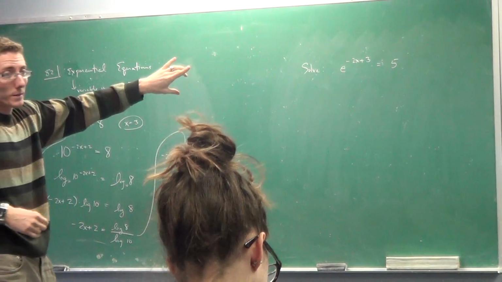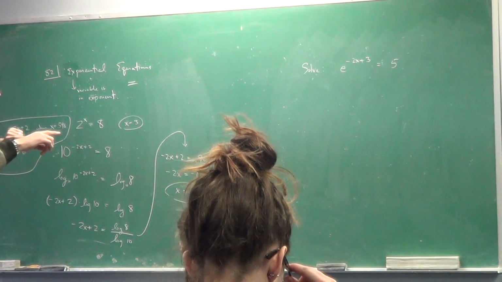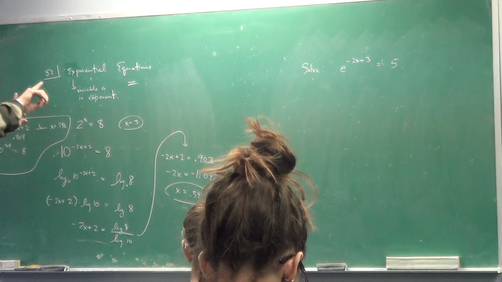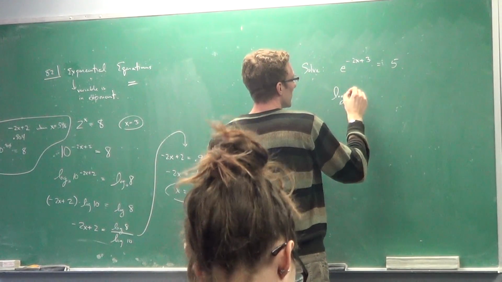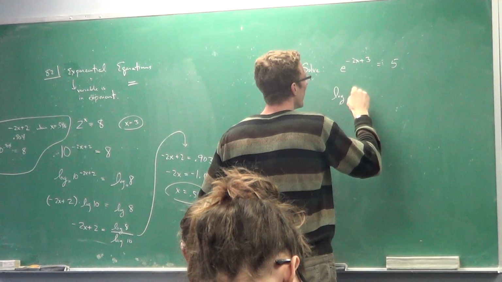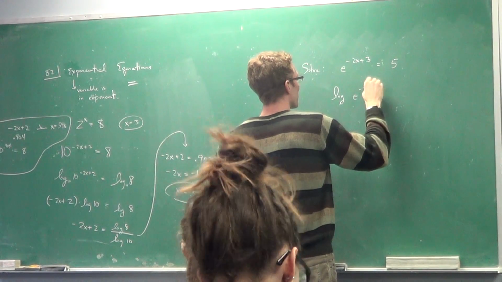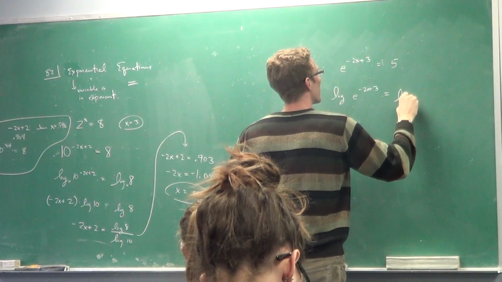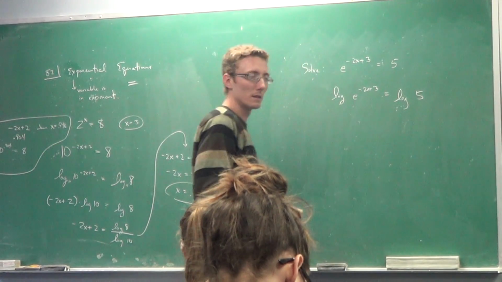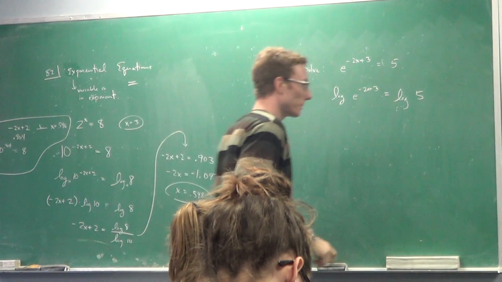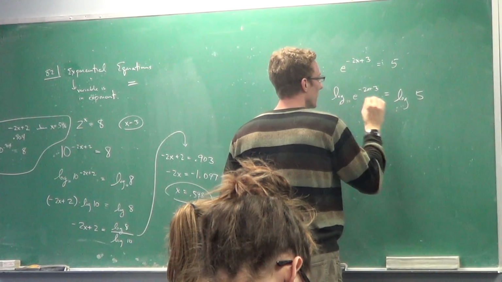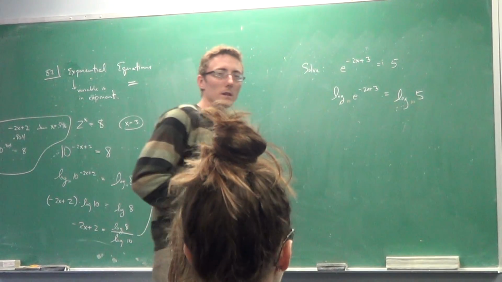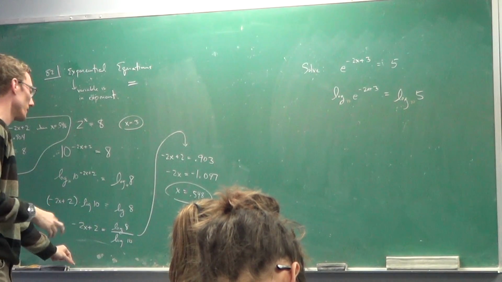So notice the variable is in the power. So what do you want to do? You want to get the variable down out of the power. How do you do that? You take the log of both sides. So we'll take log of e to the negative 2x plus 3 equals log of 5. I'm not writing the base in here because the base is just the standard logarithm, common logarithm of base 10.